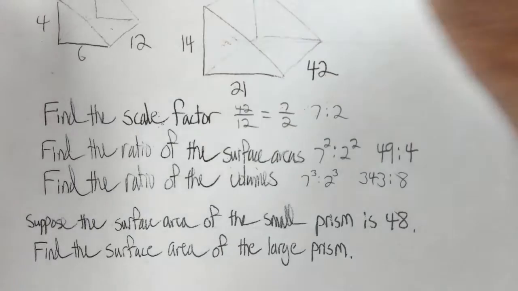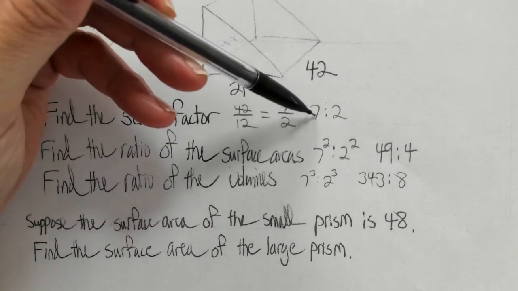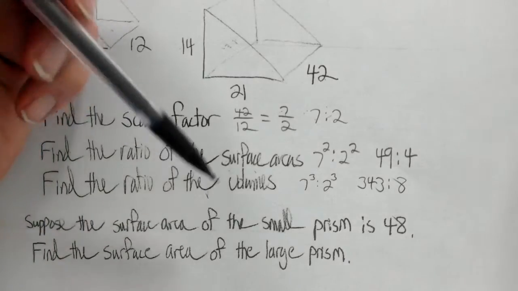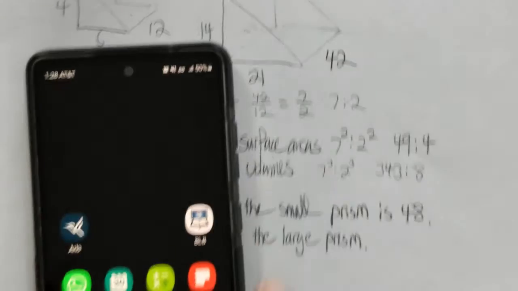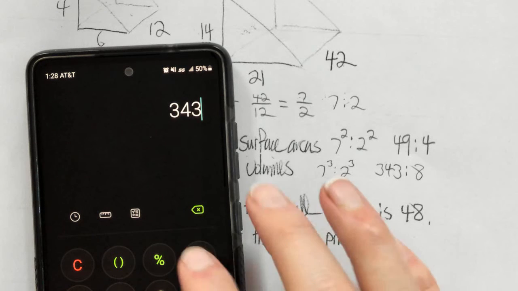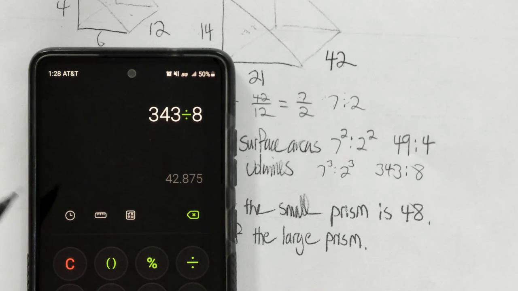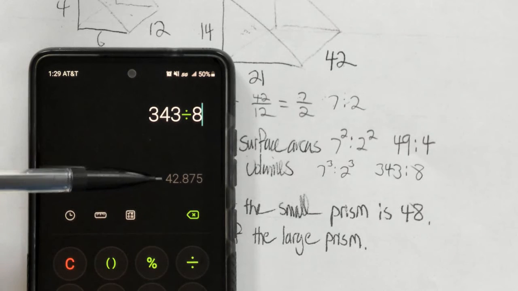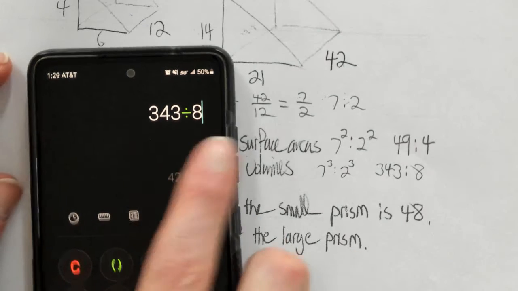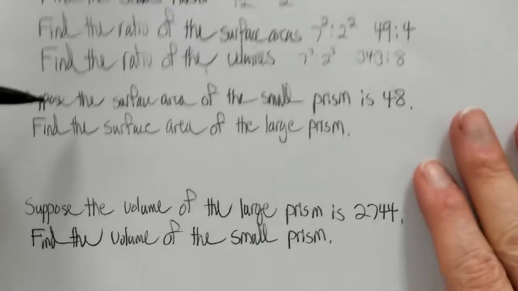All right. So even though the figure itself is 3.5 times as big, when you're talking about the volumes, it's 343 divided by 8, which is 42.8, almost 43 times as big. So if you make the dimensions 3.5 times as big, the volume is almost 43 times bigger than it was before. So it's a significant difference. All right. A couple more questions.